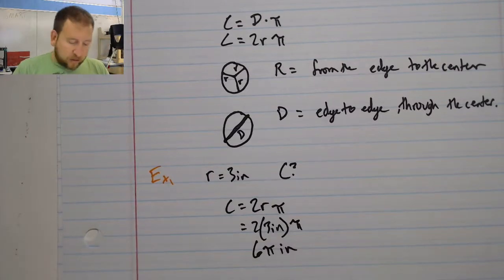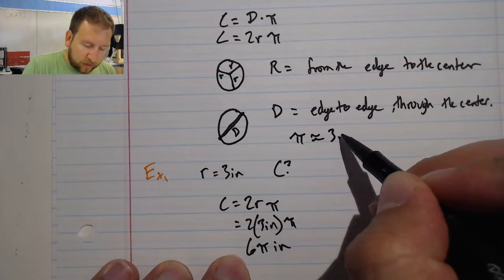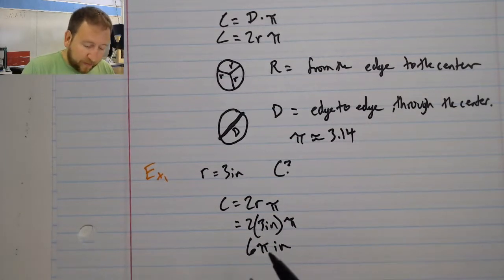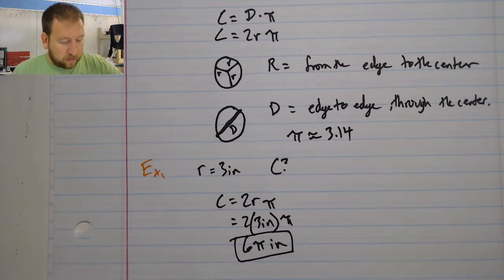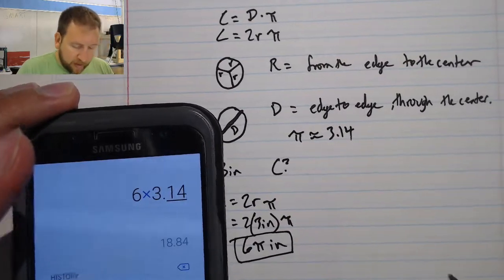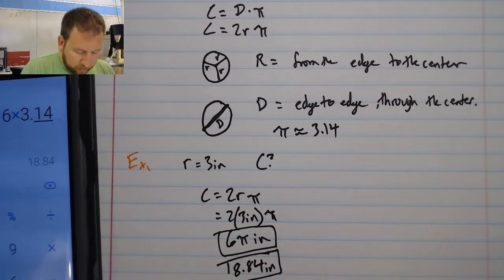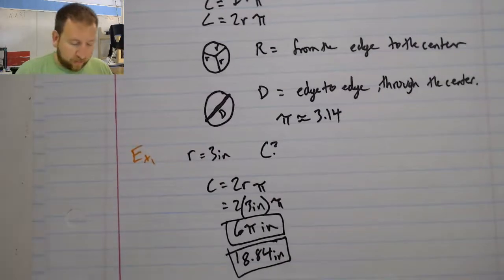Now, if I want to, I can always remember that pi is approximately equal to 3.14. Now, I can use it as this. This is a perfectly acceptable answer. 6 pi is a number, and it's a number that we can use. We can also multiply it out if we'd like. 6 times 3.14, and that would give us 18.84, and this would be inches. And that would be acceptable as well. Both of these would be totally fine.